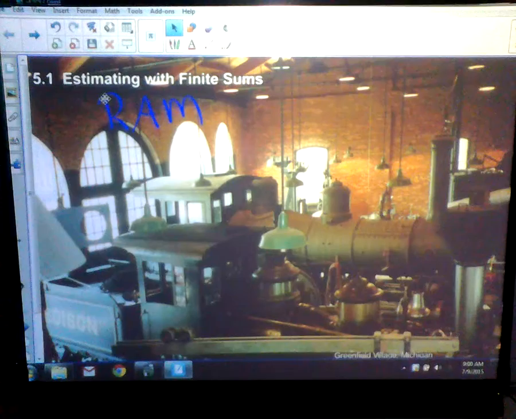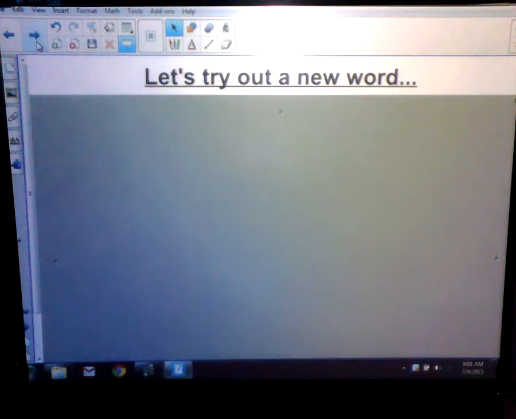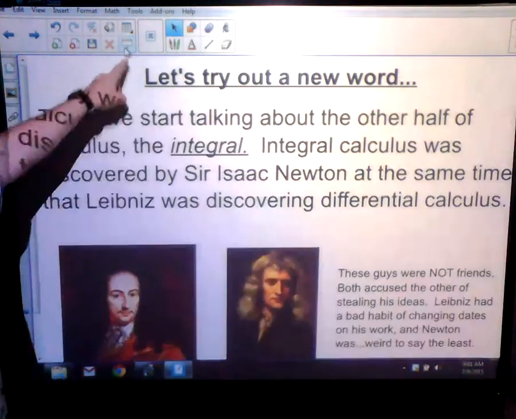I went ahead and did them ahead of time on my scrap paper, so when I write numbers up, I'm not doing them in my head, and I don't expect for you to do them in your head. Okay? Let's try out a new word. We talked about this a little bit last time.